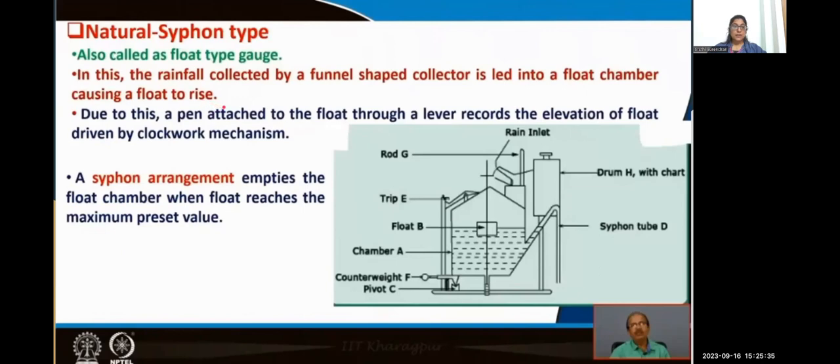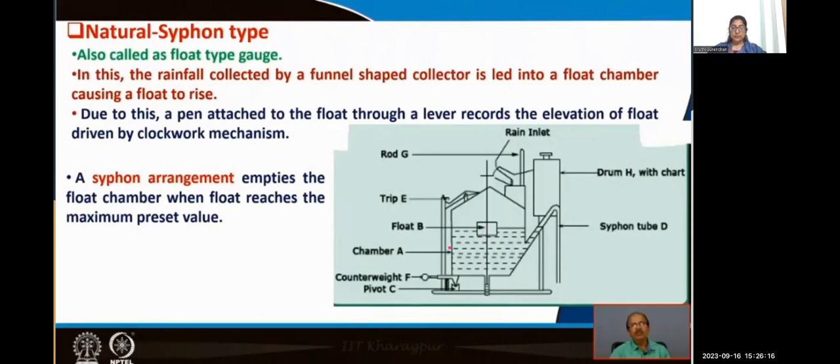Then there's the natural siphon, which is also called the float type recording gauge. Again, like the name suggests, there's something associated with a float. Inside this chamber, water will be collected and there's a float attached to it. As the water keeps filling, the float will keep rising and rising, and once it reaches a particular level, the water will be drained out from the siphon tube. The recording device will be attached to this float.